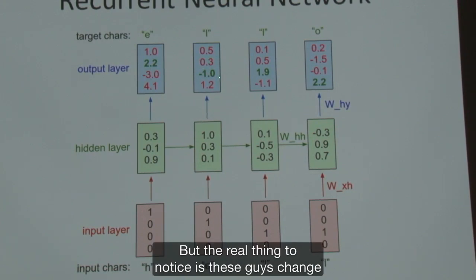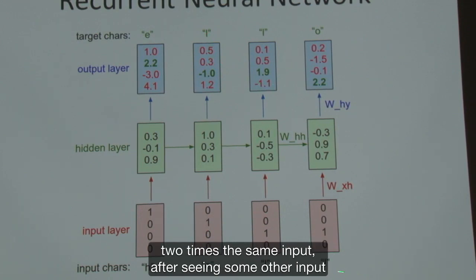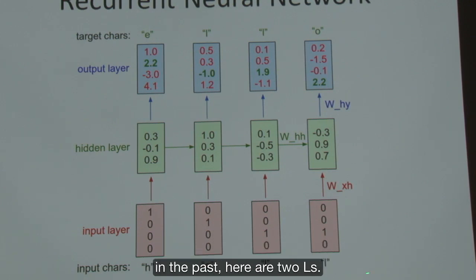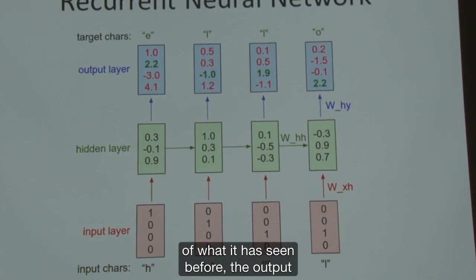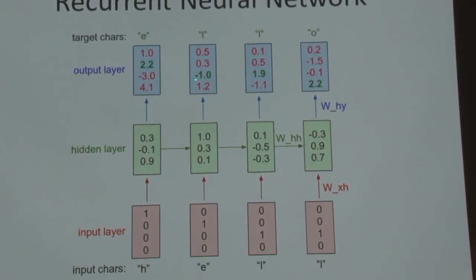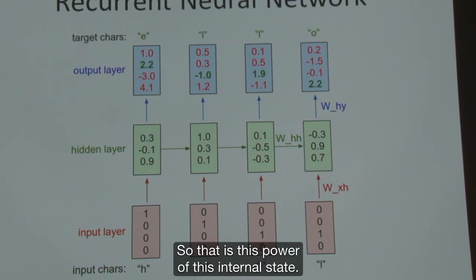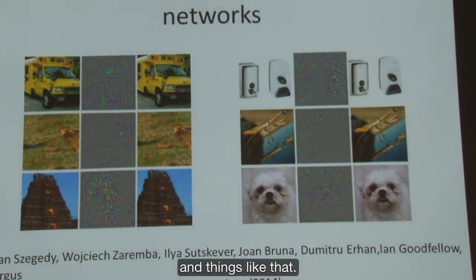But the real thing to notice is these guys change after seeing the second L. Although it gets 2 times the same input, after seeing some other input in the past, here are 2 L's, right? Because this network has a memory of what it has seen before, the output changes and what it predicts next. So that is the power of this internal state. These guys really rock for language processing and things like that.